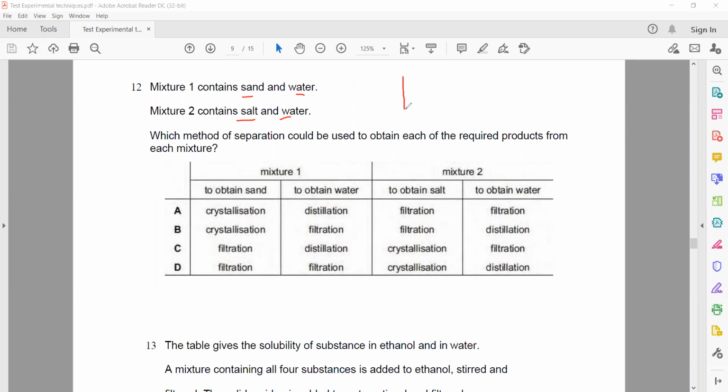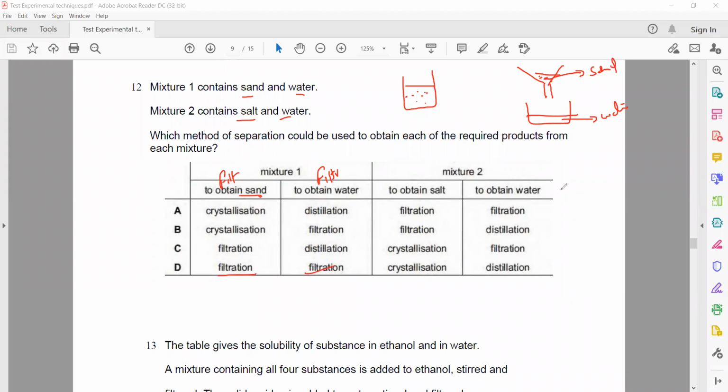If we have sand and water, because the sand does not dissolve in water, if we filter, the sand will be left on the filter paper and water will pass through the filter funnel. So this is separating both. To obtain sand, we can use filtration. To obtain water, we can also use filtration. We don't have to use distillation, because when we are filtering, the water is passing through the filter paper and sand is left. So if we need sand or we need water, we can use filtration.